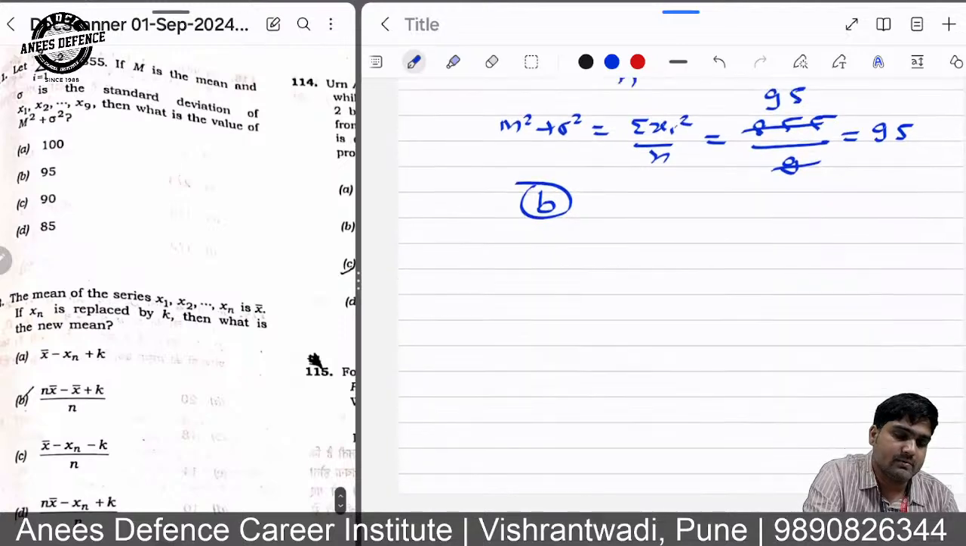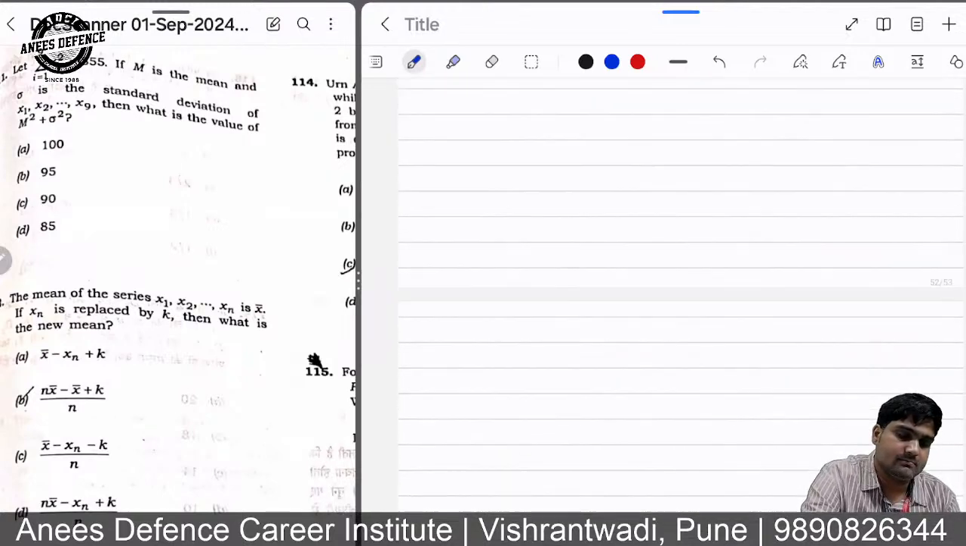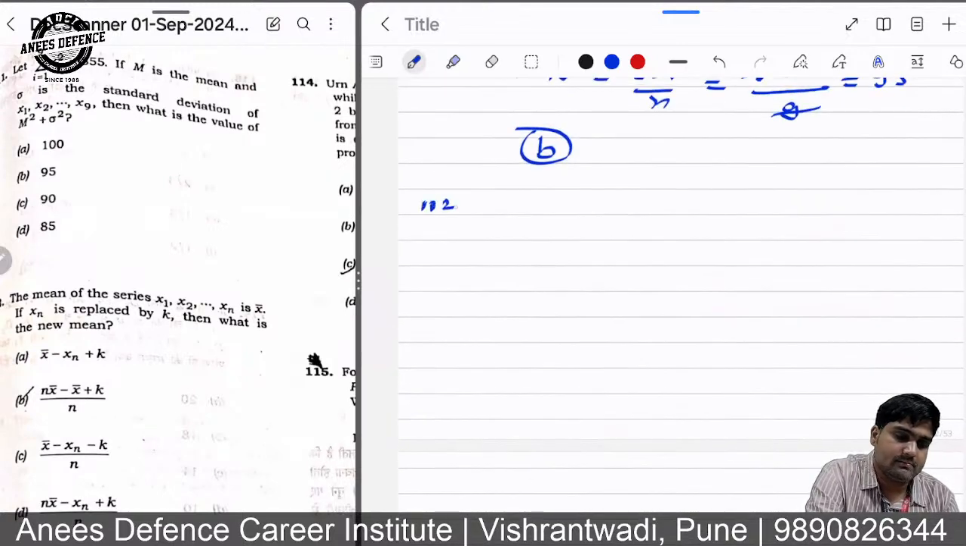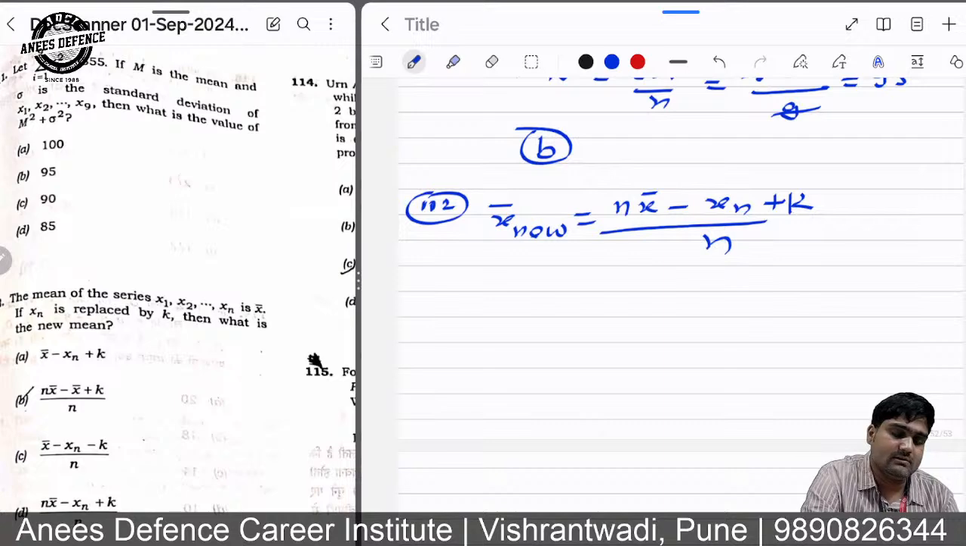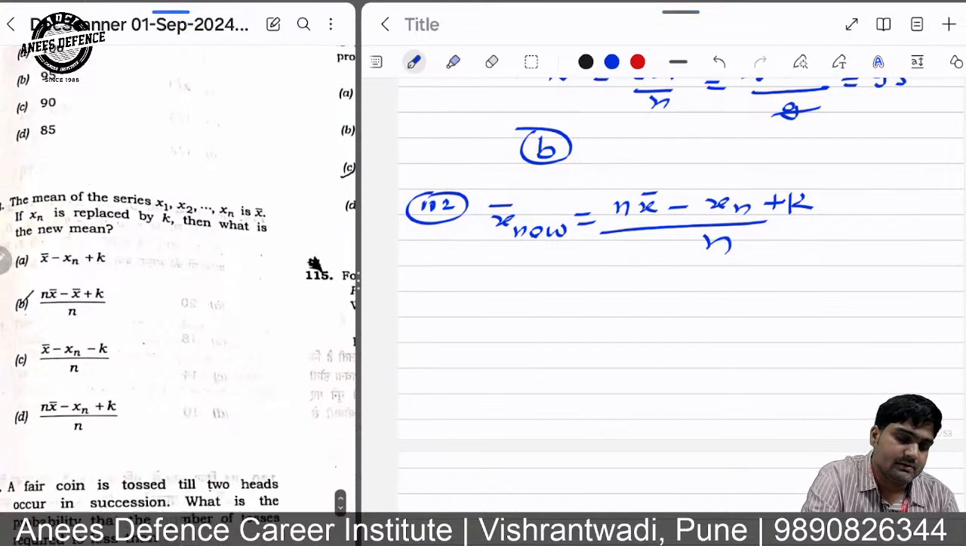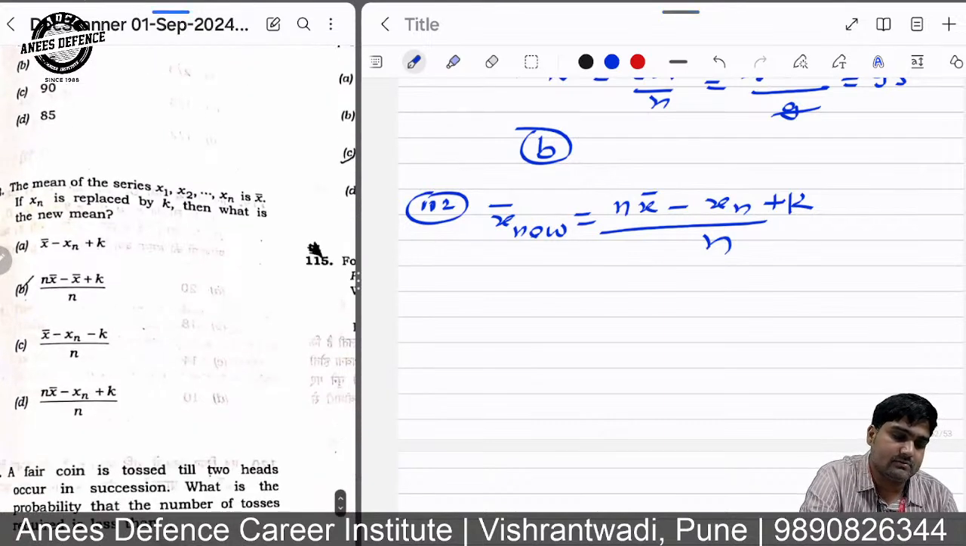Next question, question number 112. The mean of the n observations is given. We need to calculate the new mean. So xn is replaced by k. The sum of all observations is written as n into x bar. We are going to replace xn, and in place of xn, we are going to add k, divided by n. So this is the formula for the new mean, and the correct answer for question 112 is option D.